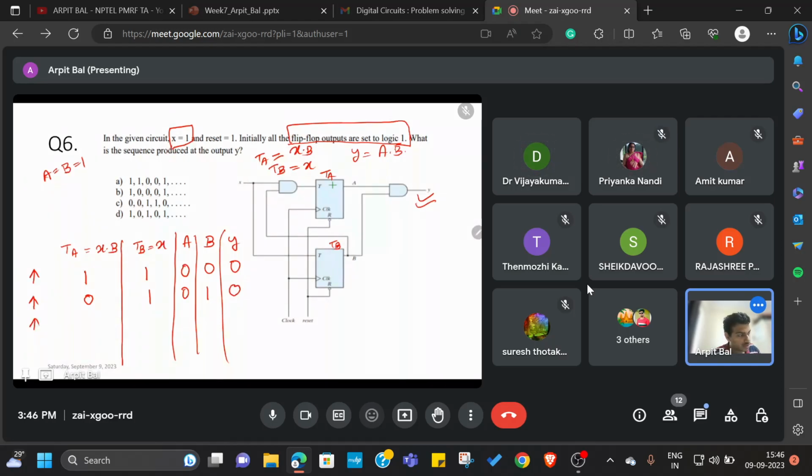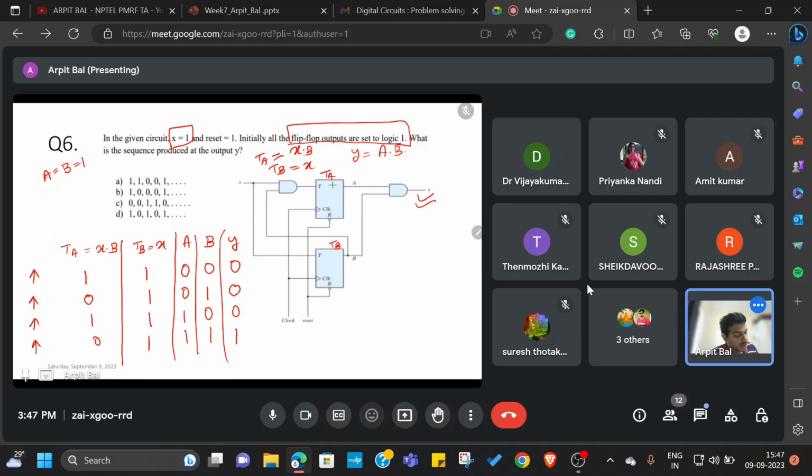For the next clock? 1 1. Okay, 1 1. It is 1 0. Correct. Then 0. Correct. Okay, so the next one. Again 0 1. Okay. 1 1. Okay, and this is going to be 1. Correct.